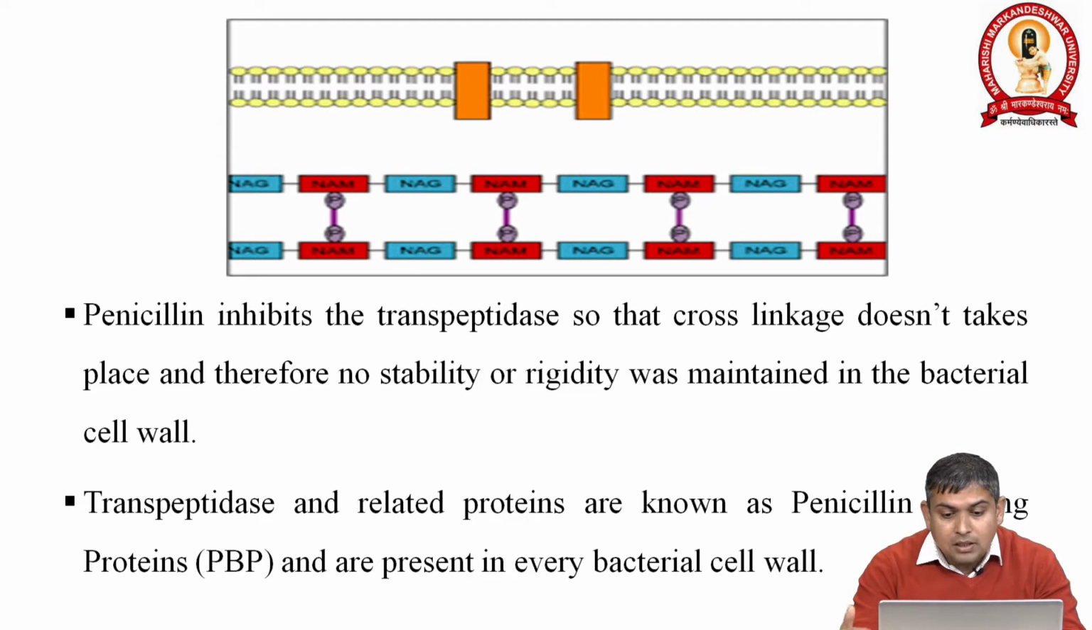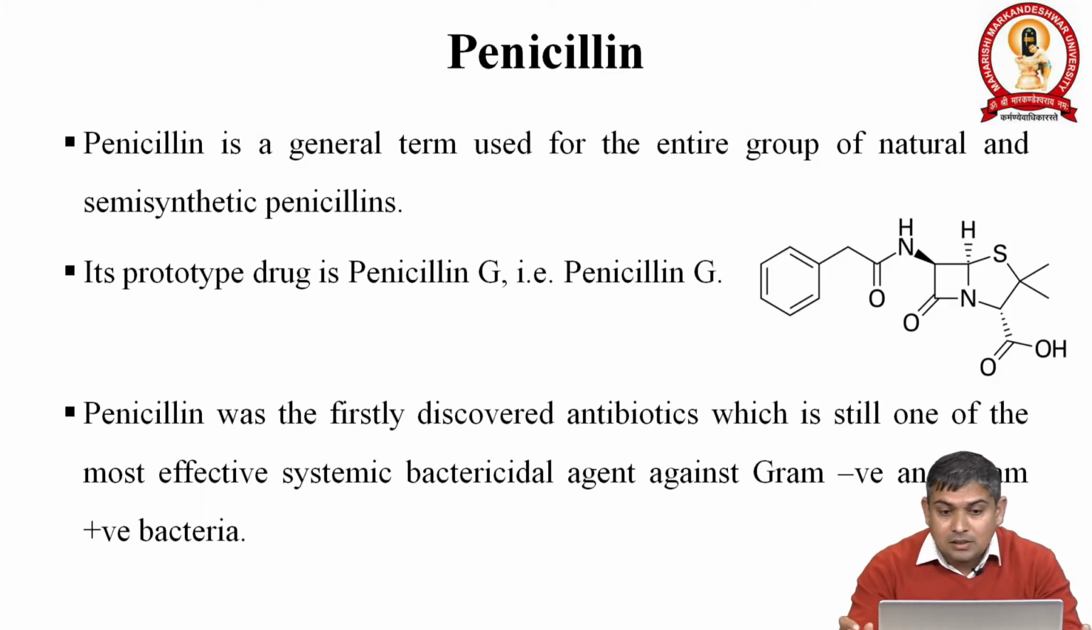The transpeptidase and the related proteins are also known as penicillin binding proteins and are present in every bacterial cell wall. So these penicillin binding proteins are part of almost every cell wall, and these target proteins are targeted by penicillin antibiotics, or beta-lactam antibiotics in the broad sense. Penicillins is a general term used for the entire group of natural and semi-synthetic penicillins. Penicillin is characterized by the presence of a bicyclic ring structure, having a beta-lactam ring that is fused to a 5-membered ring structure.